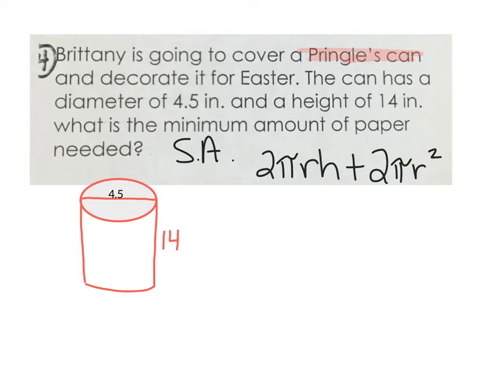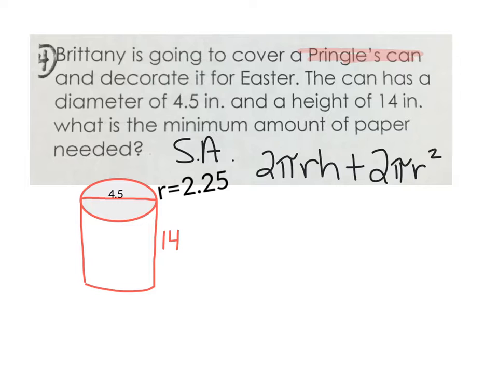Okay, so I'm going to do that. 4.5 divided by 2. We get 2.25. So let's write that out. R equals 2.25. There we go. And I put it really big right there. So there's my radius. So now you have those two things. We know that the height is 14, and we can start filling in our formula.